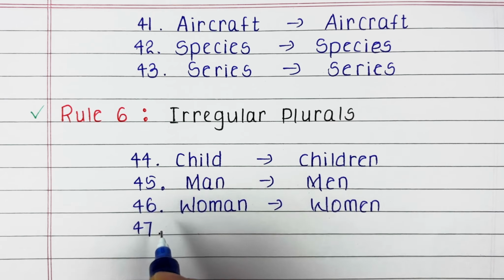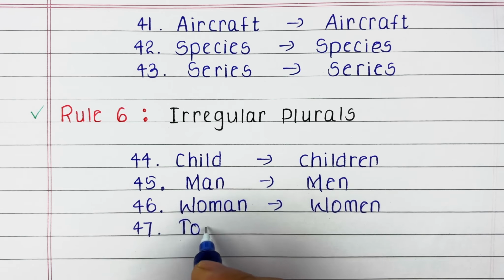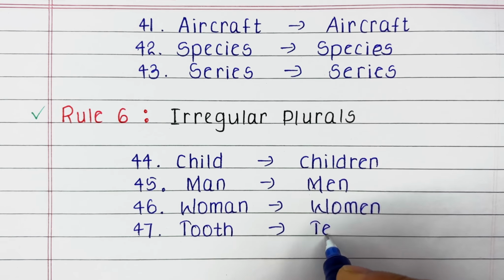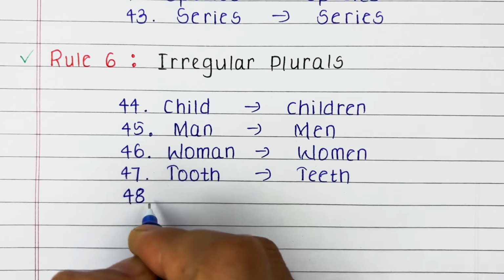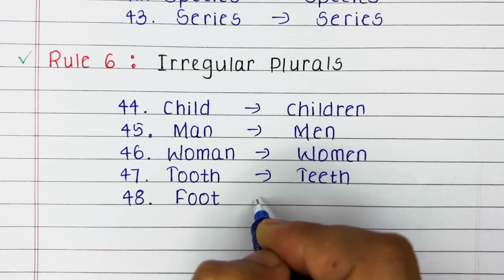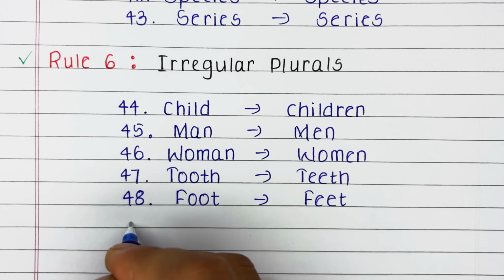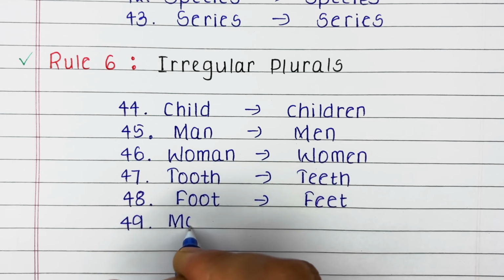First word is child. The plural of child is children. Next word is man. Its plural is men. You can replace the A with an E. Similarly, for woman, we will write the plural as women, where we will replace the A with an E. Next word is tooth. Its plural is teeth. Next word is foot. Its plural is feet.